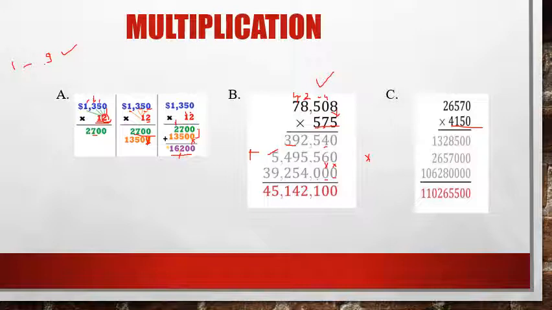So 0 times is 0. First you will solve 0 with all these numbers. One by one you will multiply with all the digits, so you will get this number. Then 5 with all these digits one by one, you will get this number. Then 1 with all of these. Okay, you will get it here.